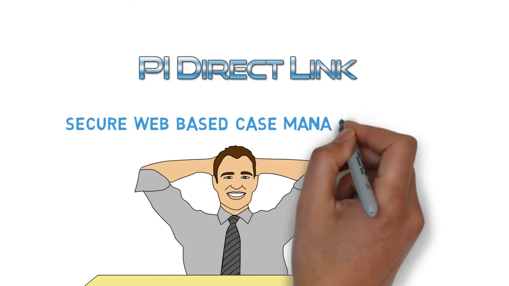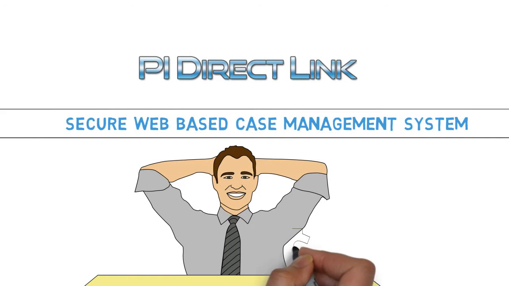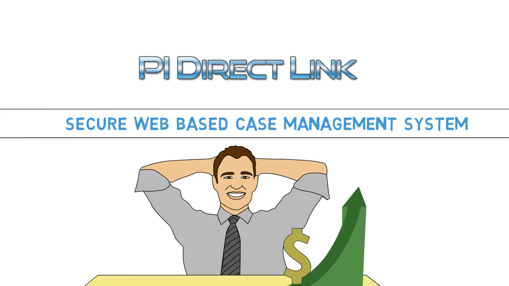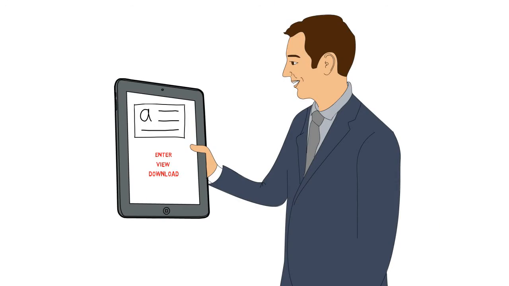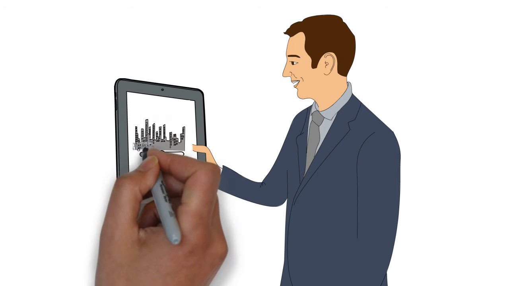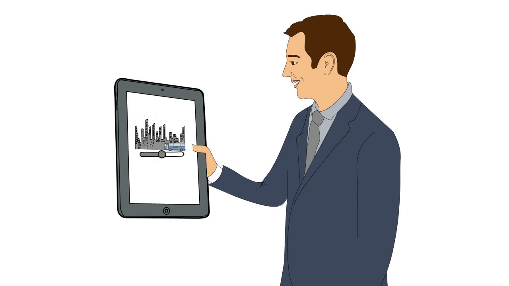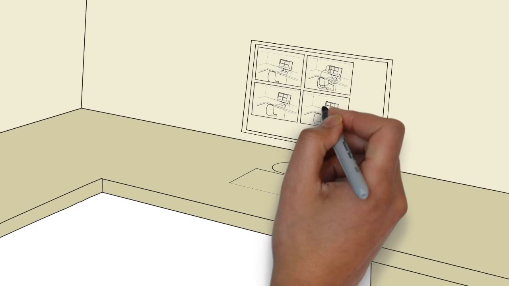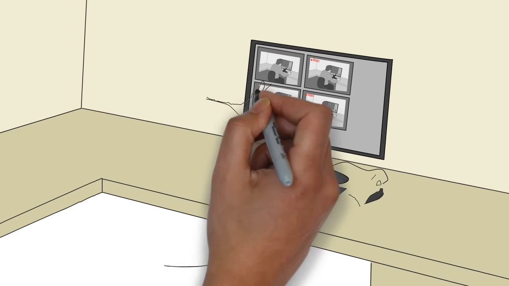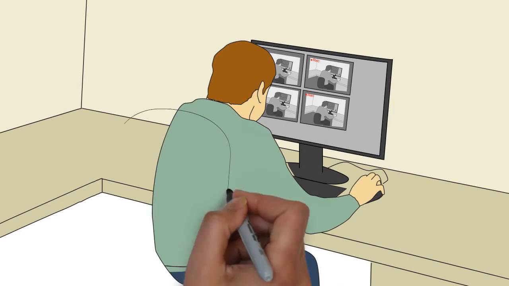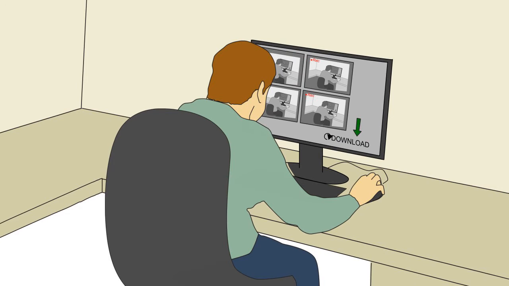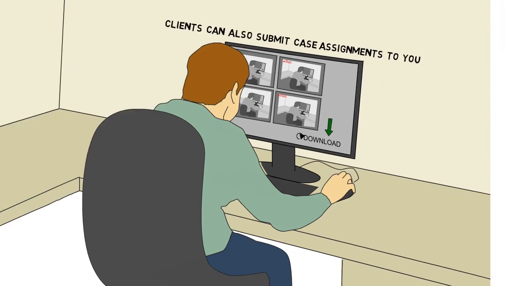PI DirectLink is a secure web-based case management system that helps your business stay organized, be more productive, and increase profits. Staff can enter, view, and download important case notes, obtain critical documents, as well as review audio, reports, photos, and video while in the field, at the hotel, or anywhere they may be. Based on your preferences, a client could log in and perform time-saving tasks, such as reading case updates or downloading reports or video. Clients can also submit case assignments to you.